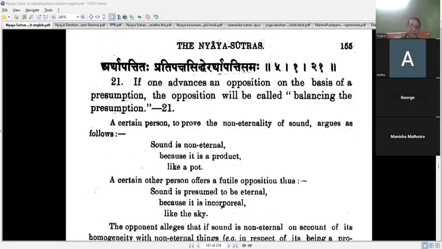So the sky is eternal, and that way the sound is also eternal. So using the reverse of arthapatti to produce doubt or presumption is called arthapatti sama. Time is running out, but we'll just finish this set of arguments.